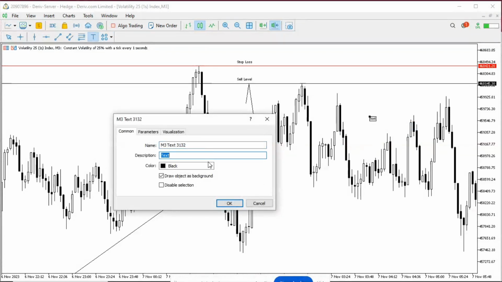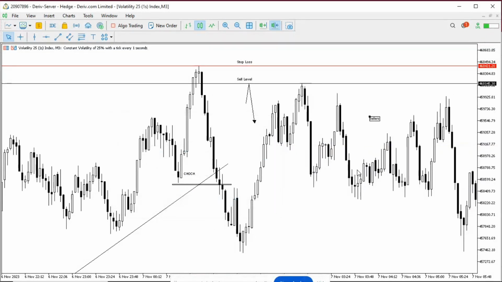I'm starting to label my buyers and sellers. Let's first start with sellers. Obviously here, we had sellers who entered the market. Here we had more sellers entering the market. This is where we entered. We had more sellers entering the market and even more sellers entering the market. All the sellers who entered in this zone were never taken out.